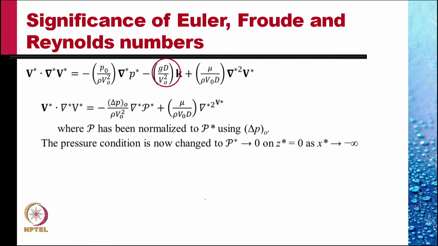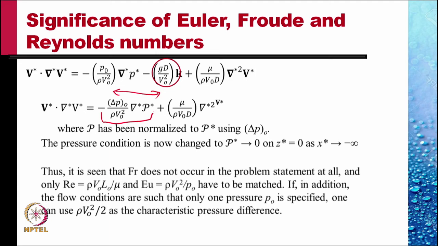And if we introduce this, the first two terms of the governing equation combine into a single term. The pressure condition has now changed to the non-dimensional modified pressure tending to 0 on Z star equal to 0 as X star tends to minus infinity. Only Reynolds number and the modified Euler number rho V naught square divided by delta P naught have to be matched.